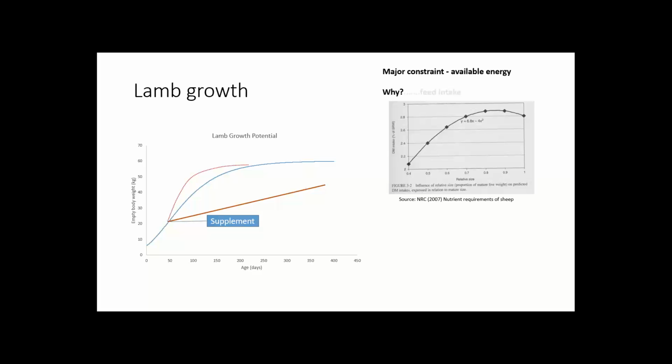Why is this the case? Because there is a biological constraint on feed intake. An immature lamb can't eat very much, but their maintenance requirements are quite small and they're storing a greater amount of energy in protein, which has a lower energy concentration per kilogram. As lambs mature, they approach this maximum feed intake.